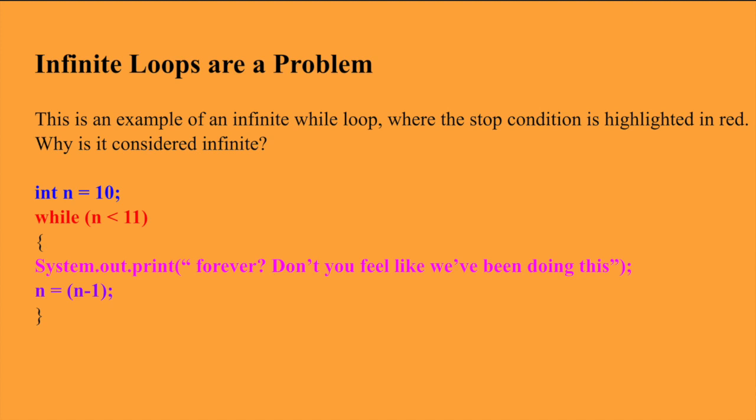10 minus 1 is 9. 9 is still less than 11, so the code in red is evaluated as true. We'll go back to printing the phrase, "Don't you feel like we've been doing this forever?" It iterates one more time. The value of n becomes 8. 8 is still less than 11. You see where this is going? It won't ever reach the stop condition in the parentheses next to the word while.